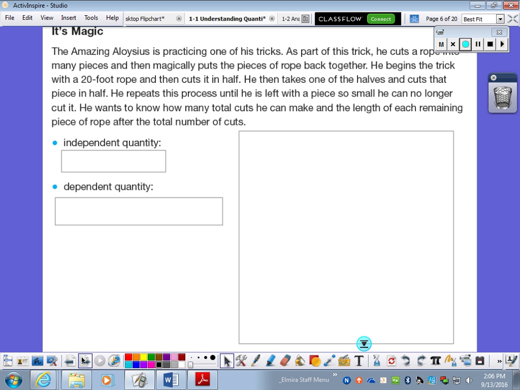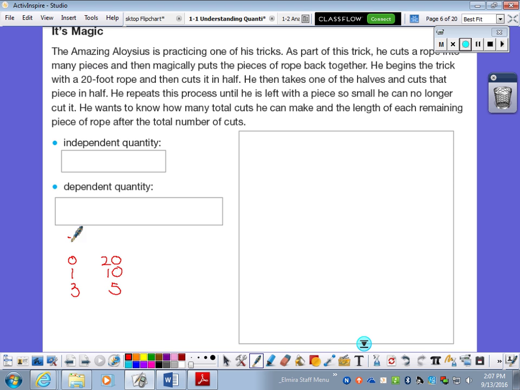He wants to know how many total cuts he can make and the length of each remaining piece of rope after the total number of cuts. Okay, so if he makes no cuts, the rope is 20 feet long. If he makes one cut, it's 10 each piece. If he makes two cuts, each piece is going to be, no, it cuts in half. So he's not going to make two cuts. He's going to cut in half, then cut in half again. That's three cuts, and each piece is 5.